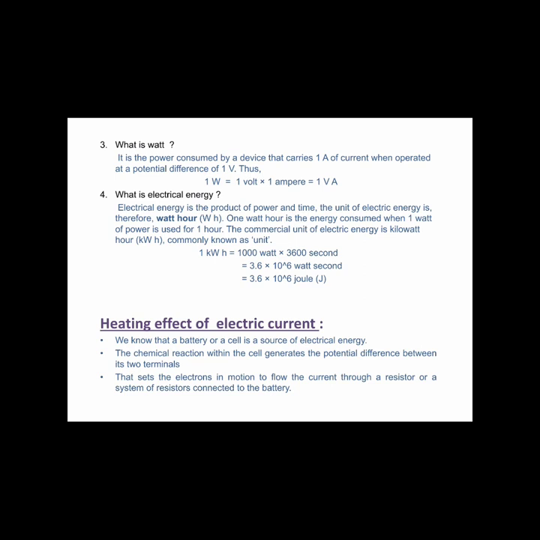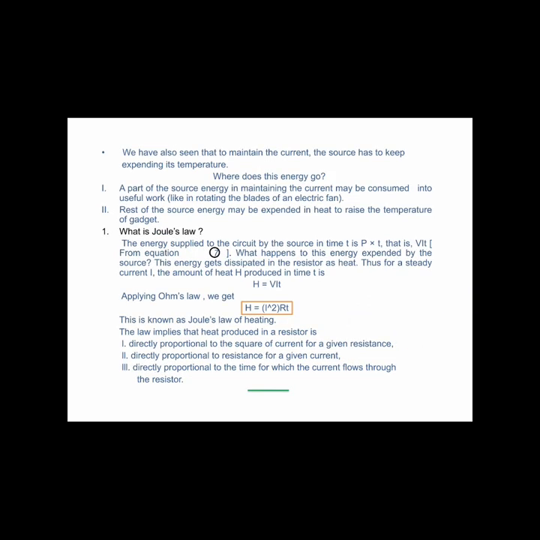We know that a battery or a cell is a source of electrical energy. The chemical reaction within the cell generates the potential difference between its two terminals that sets the electrons in motion to flow the current through a resistor or a system of resistors connected to the battery. We have also seen that to maintain the current, the source has to keep expending its energy. Where does the energy go? A part of the source energy in maintaining the current may be consumed into useful work, like in rotating the blades of the electric fan. Rest of the source energy may be expended in heat to raise the temperature of gadgets.